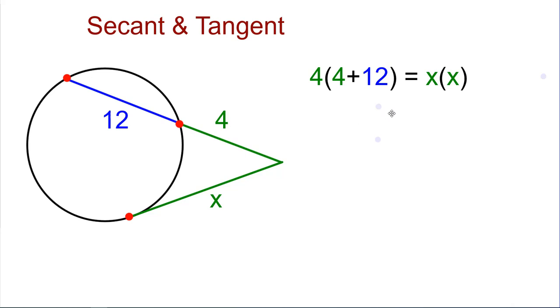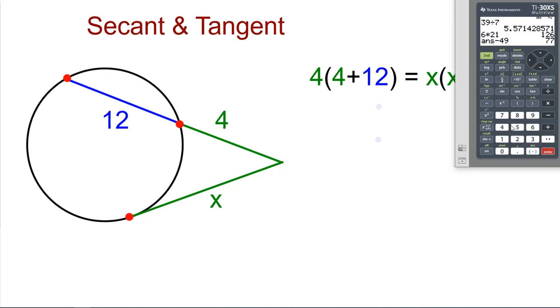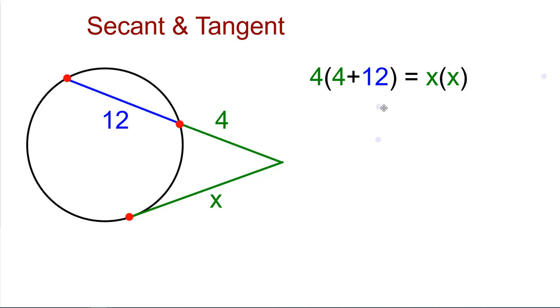All right, let's see. So we want to distribute through, right? So 4 times, oh, we actually don't have to distribute because we can add those together. So 4 times 16, and if you don't know that off the top of your head, just pull out your calculator. So let me clear all this out. So 4 times 16, okay, that's going to be 64. Okay, so 64 is equal to x times x.